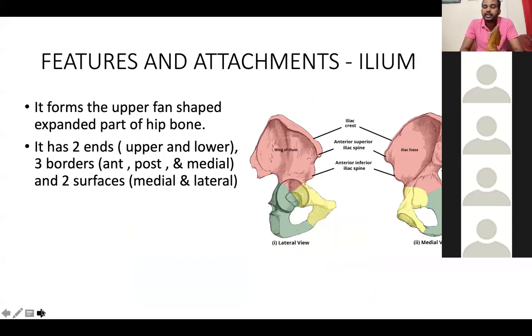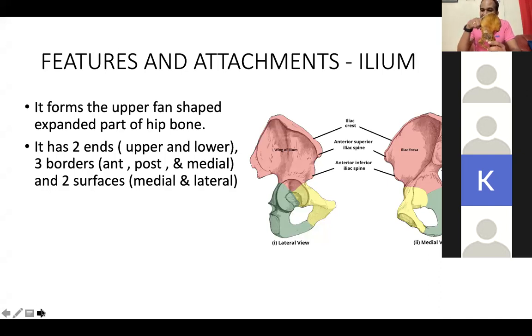So after knowing the anatomical position, we will talk about the features and attachments of the hip bone. As you all know, this hip bone is made up of three parts: the ilium, the pubis, and the ischium. For today's session, I will talk only about the ilium. The pubis and ischium I will take later on.